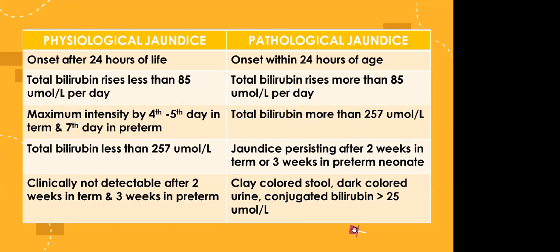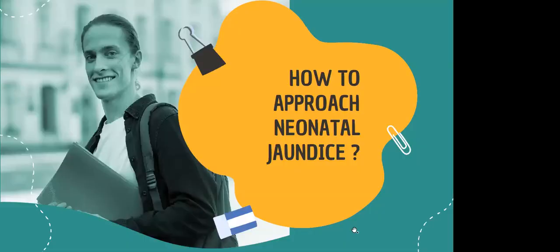Physiological jaundice is usually clinically not detectable after 2 weeks in term and 3 weeks in preterm, while pathological jaundice usually presents with clay colored stool, dark colored urine, and conjugated bilirubin more than 25 micromole per liter. Okay, so how do we approach neonatal jaundice?